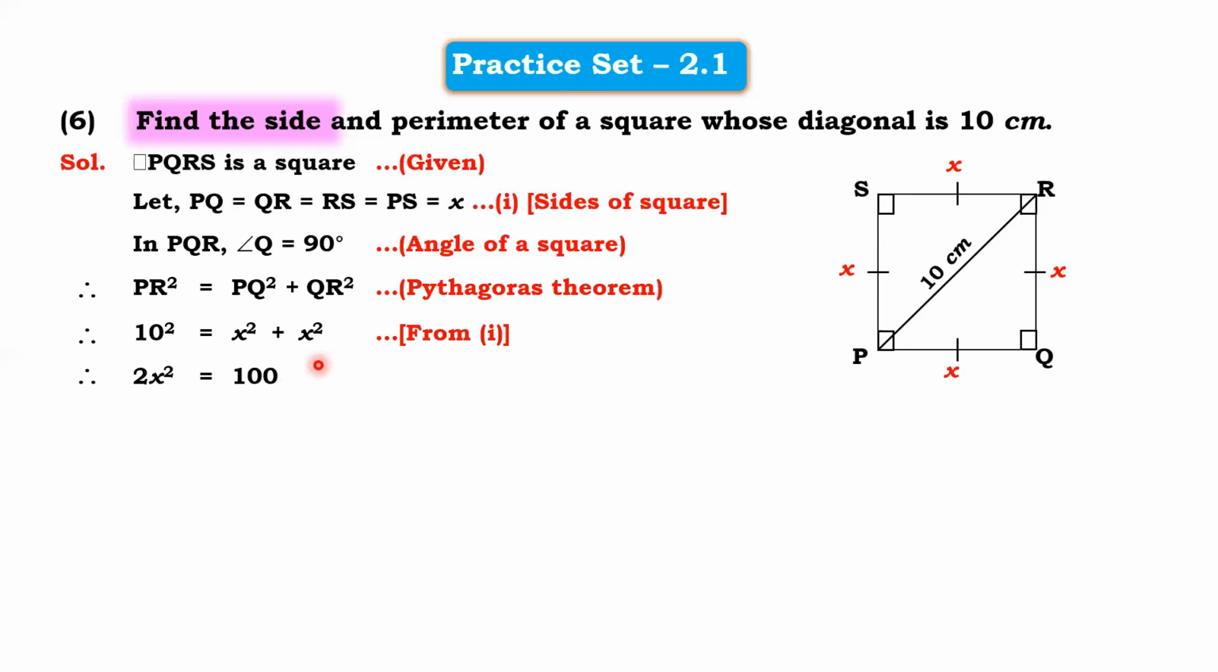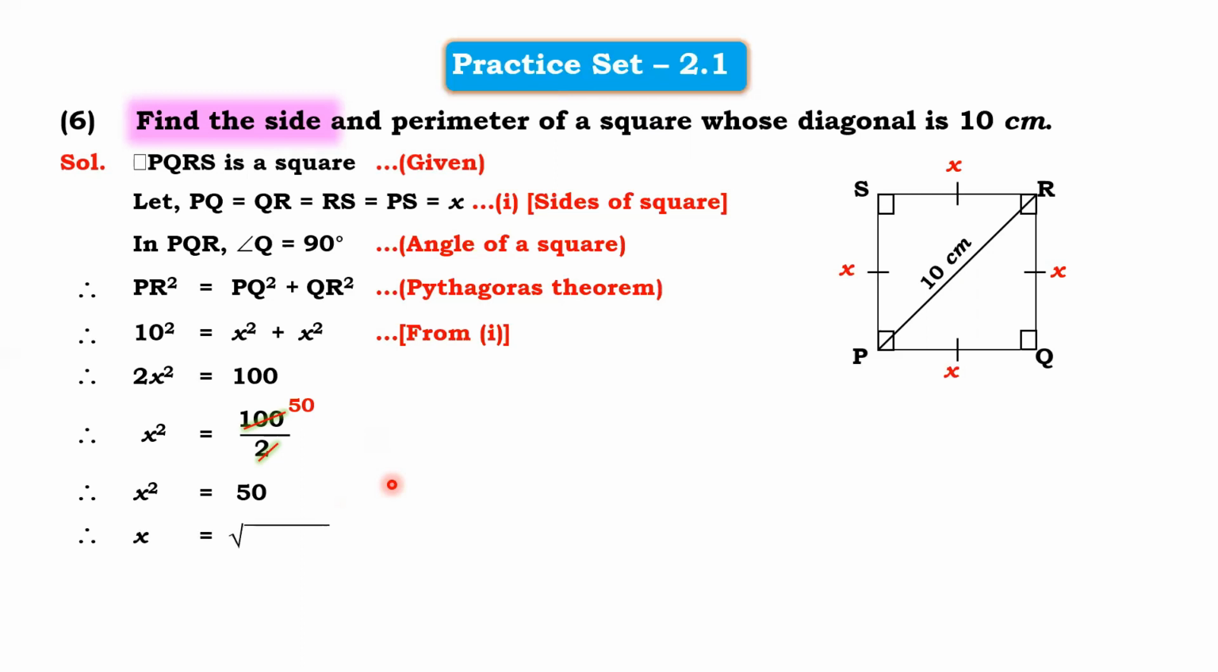So now students, remember, if this 2 is multiplied and if we shift this 2 on the other side, it would be divided. So we can say x square is equal to 100 upon 2. Now 100 upon 2 is very clear. 100 upon 2 means 50. So x square is equal to 50. But we are to find the value of x. We have to find the side. So we have to find the value of x. So let us take the square root. So therefore x is equal to square root of 50.